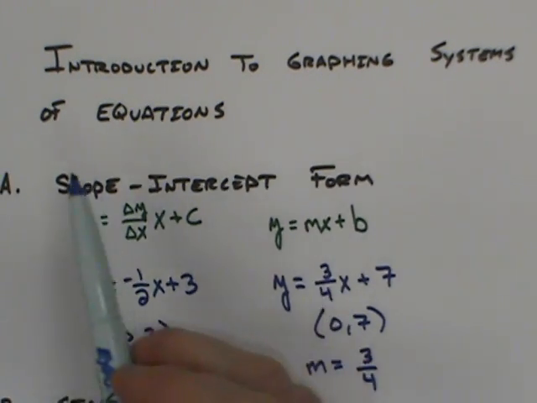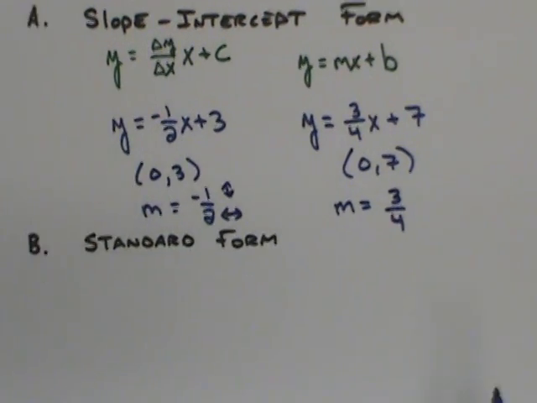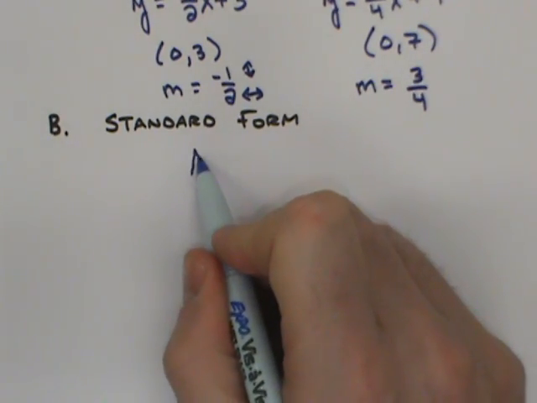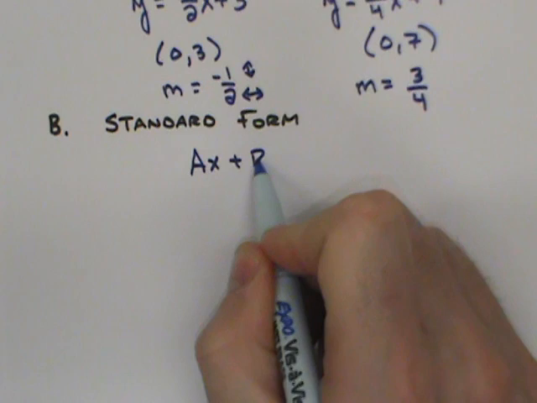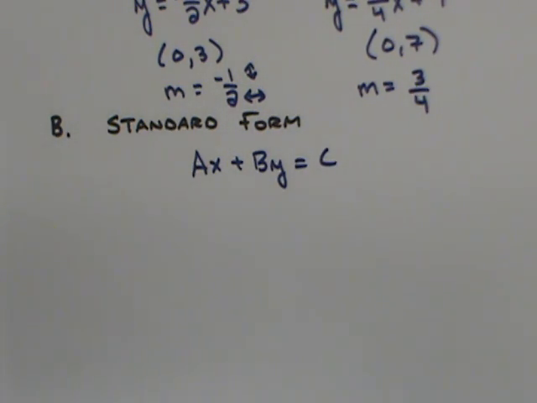All I want to do with the introduction here is to refresh our ideas of what slope-intercept form is, how to pull out a nice point and a slope. Likewise, with standard form, we have to recognize that standard form is ax plus by equals c. We have to be able to pull out slopes and nice points.